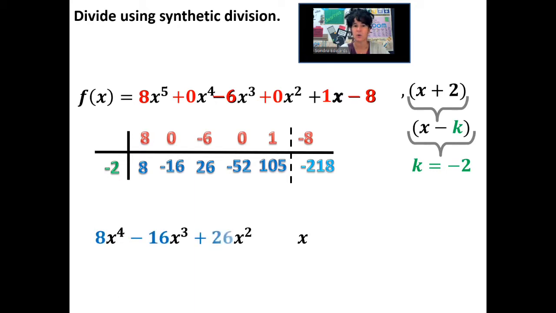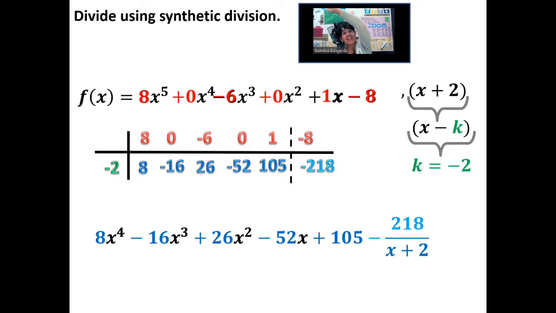Okay, so I'm putting in those coefficients. And then we have our remainder. And when you divide, your remainder goes over what you were dividing by. So we have minus 218 over x plus 2. All right, go out there, synthetically divide, drop it down, multiply across, add diagonal, bring that answer down. Good luck.